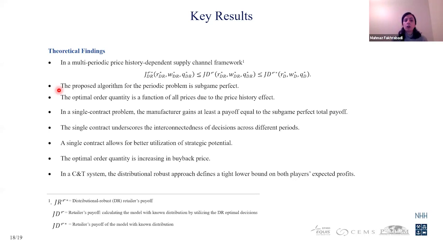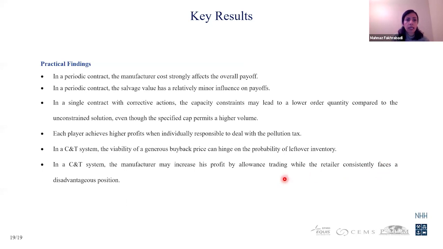So the optimal order quantity is increasing in buyback price. And in cap and trade system, the distributional robust approach defines a tight lower bound on both players' expected profits. And it is actually not only because of the cap and trade system, it is coming from the buyback contracts. And for the practical findings, in a periodic contract, the manufacturer cost strongly affects the overall payoff, while the salvage value has a relatively minor influence on payoffs.